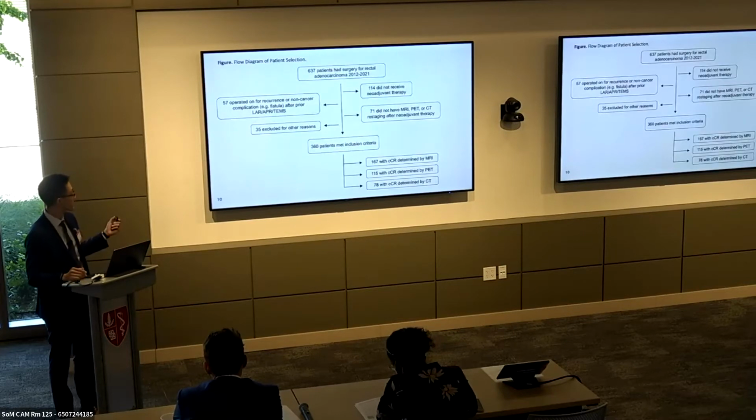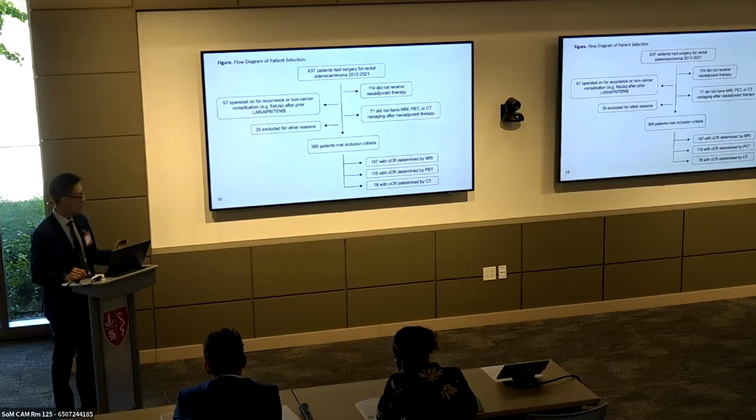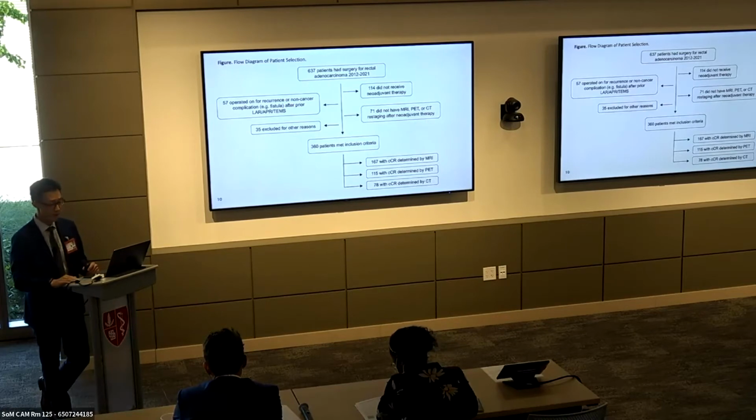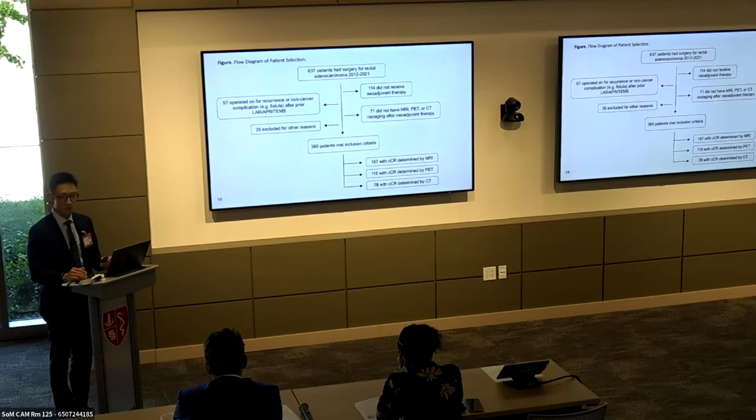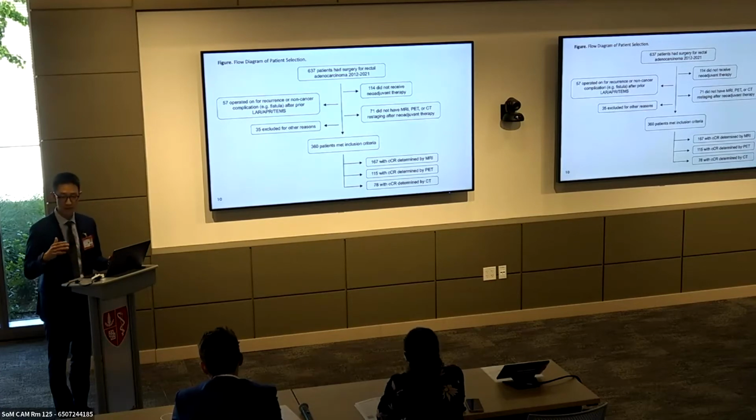Our initial query identified 637 patients who had surgery for rectal cancer over the 10-year study period. We eliminated 114 patients who didn't receive any neoadjuvant therapy, 57 who were operated on for either a cancer recurrence or a non-cancer complication of a prior rectal cancer operation. 71 were eliminated because they didn't have any restaging imaging after their neoadjuvant therapy, and 35 were excluded for other reasons. In total, 360 patients met our inclusion criteria, of whom 167 had their CCR status determined by MRI, 115 by PET, and 78 by CT scan.